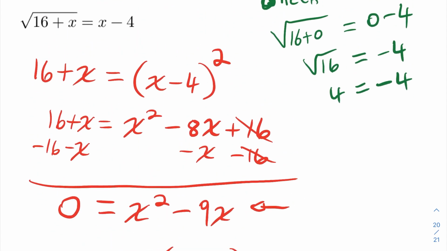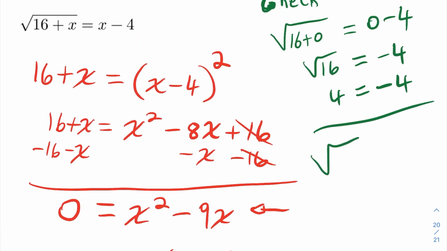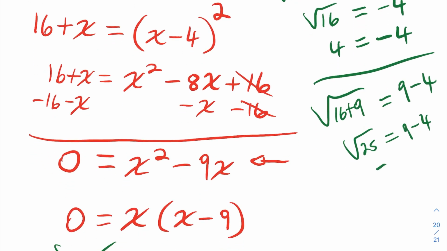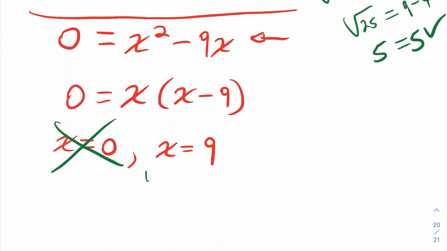And let me see 9. Let's see if 9 works. So the square root of 16 plus 9 is equal to 9 minus 4. Well, the square root of 16 plus 9 is the square root of 25. And 9 minus 4 is 5. So 5 is equal to 5. So that one actually works. And we do have one solution, x equals 9.